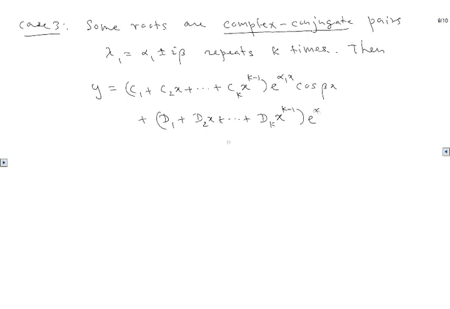e to the alpha 1 x sine beta x. So there's a term for sine, there's a term for cosine, but the repetition part is similar to before. You multiply by that special term because there should be k many terms. You can see that there are k terms here, starting with the zeroth power. Good. That's it. That's the theory part. Now, let's try to solve a few problems.